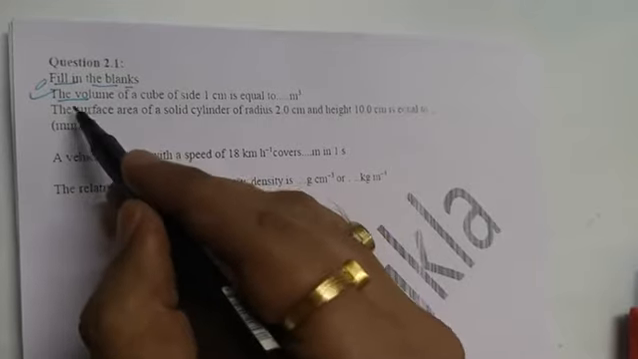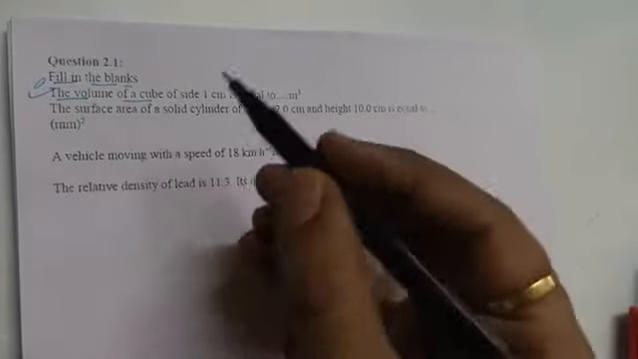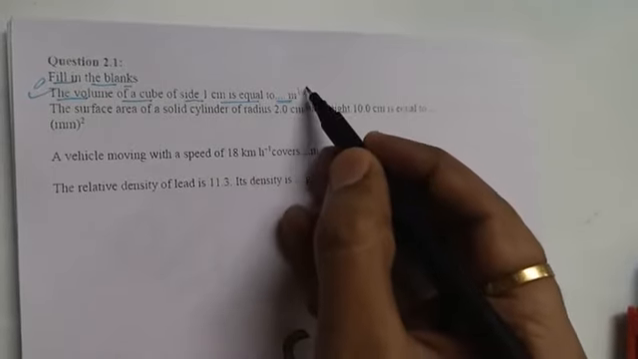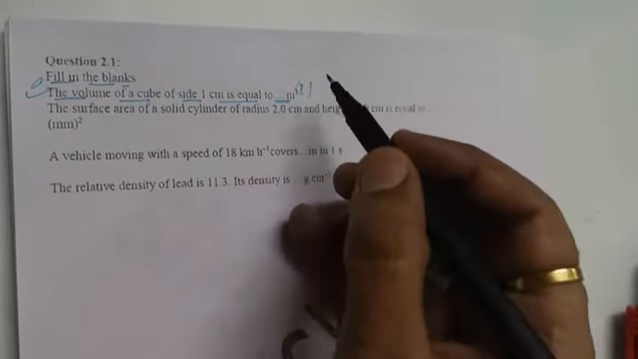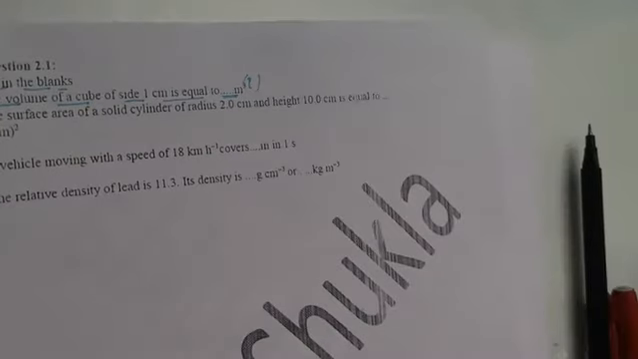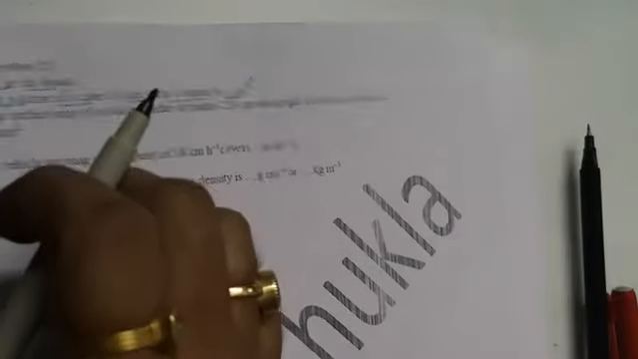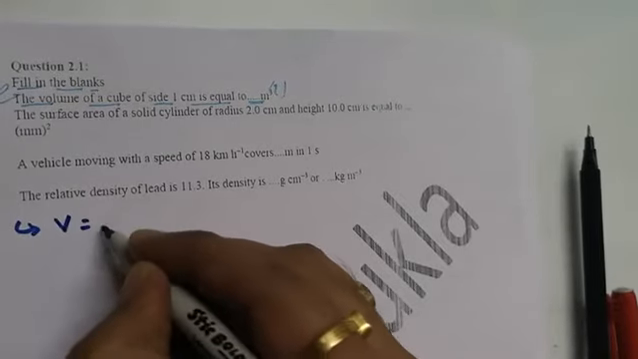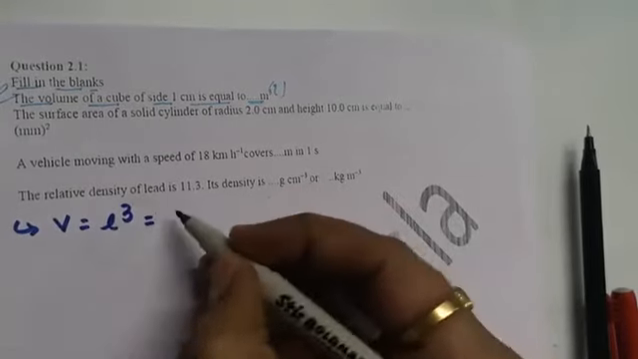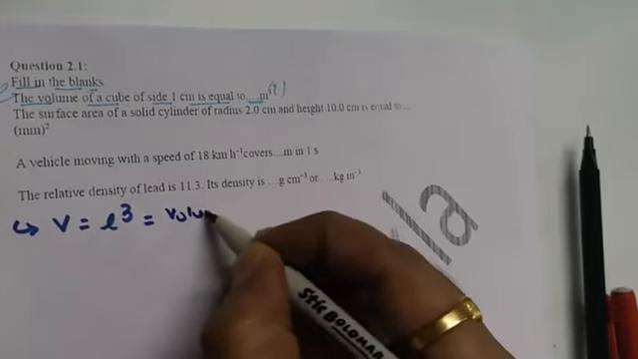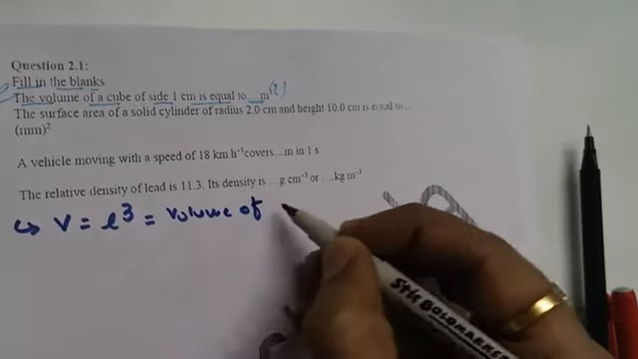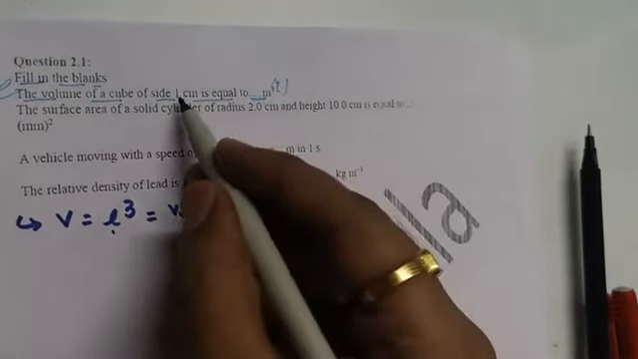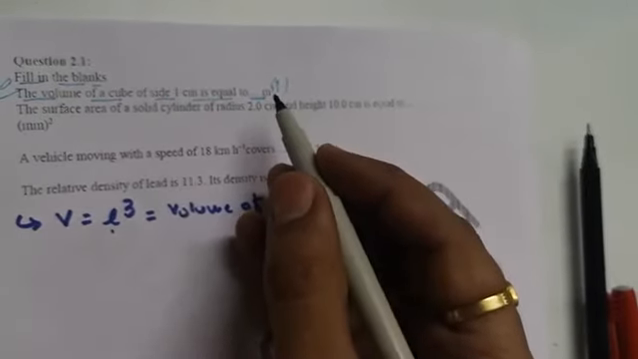The very first one is that the volume of a cube of 1 centimeter side is equivalent to how much meter cube. So I have to find out my volume. First of all, they have given the volume of the cuboid. You are aware that the volume of a cube is L cube. So volume of, let's say, a cube. My length is in centimeters, and they want my answer in terms of meter cube.